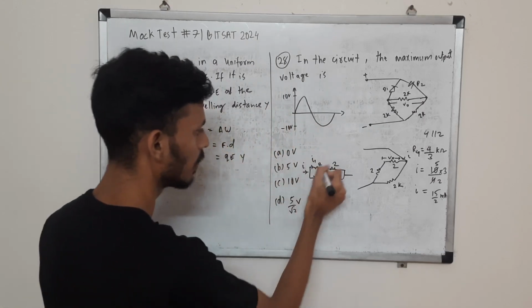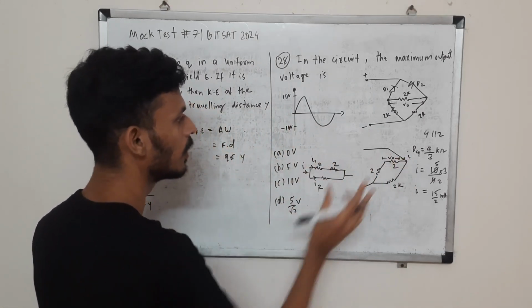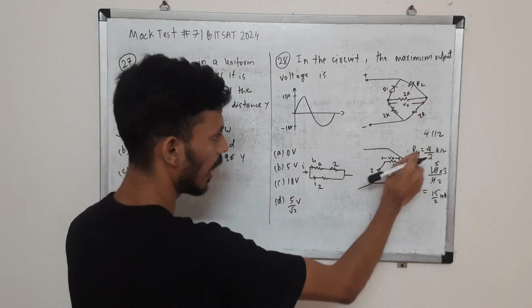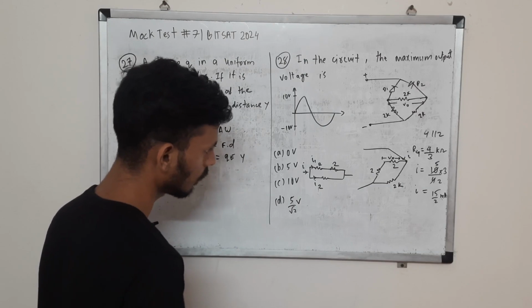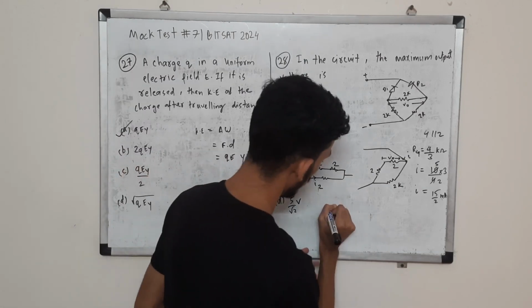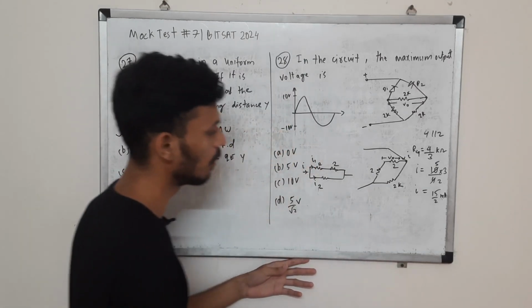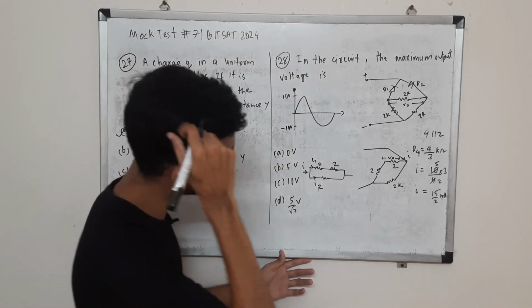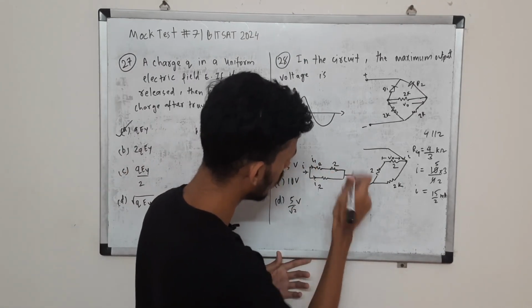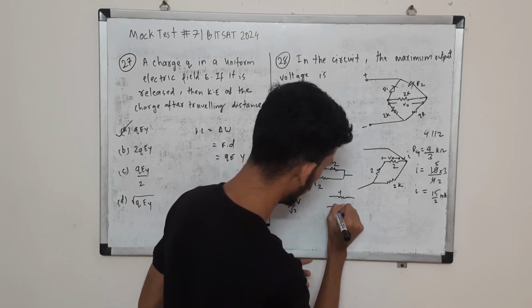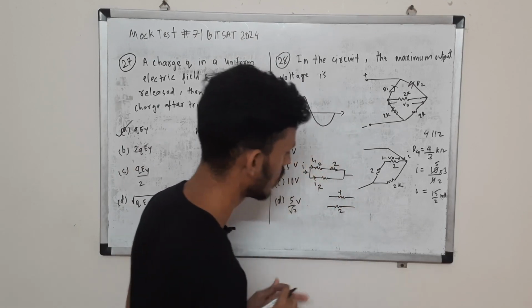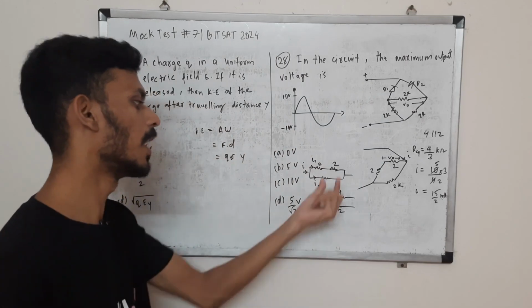Because I1 into 2 will give us the VO, right? I1 into 2 will give us the output voltage. So how do we find I1? We can use the current divider rule, or you can use simple logic that it is 2 plus 2, 4 in the top branch, and 2 in the down branch, right? So 2 times the resistance.